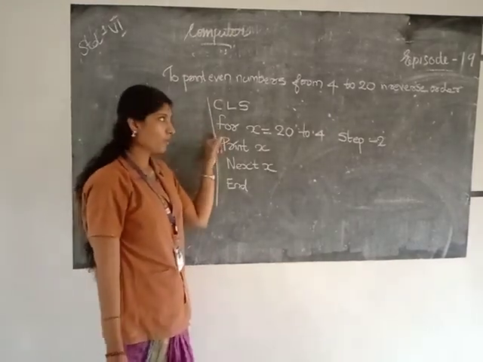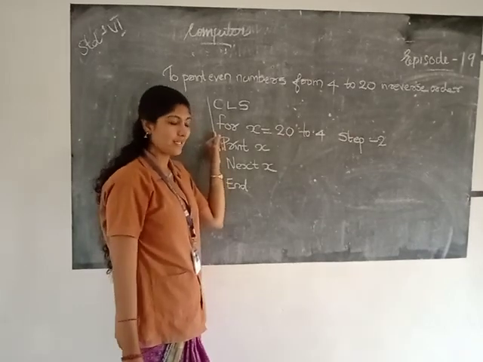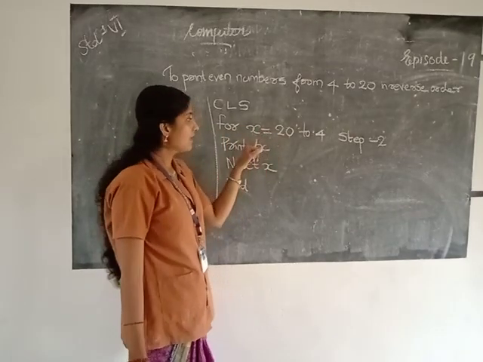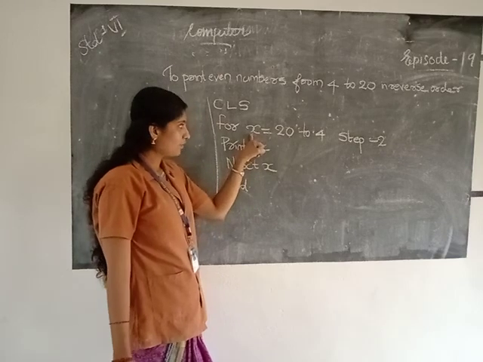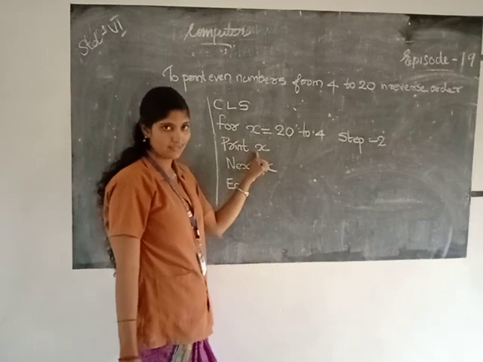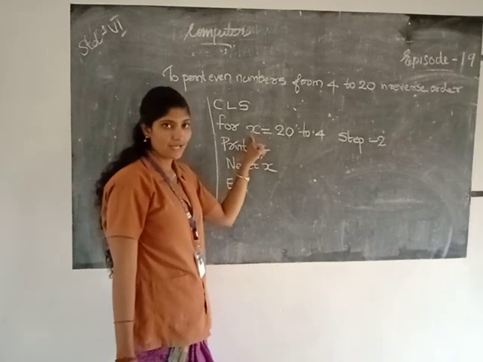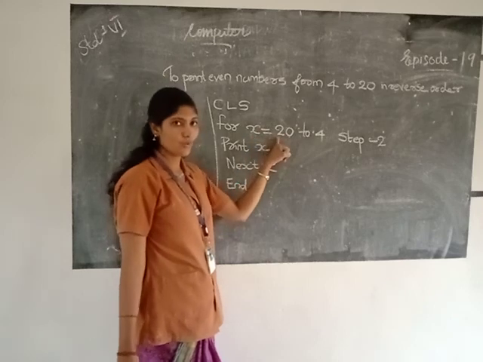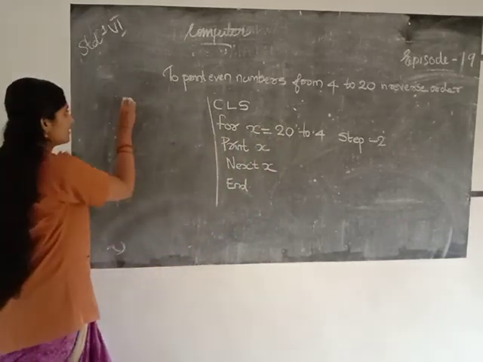First, for x equal to 20. X equal to 20 means it is the initial value. And now the value of x equal to 20. So the second step, print x. So now printing the value x. Printing the value x means now the x equal to 20. So print 20.